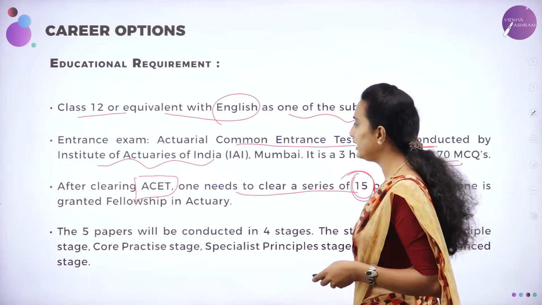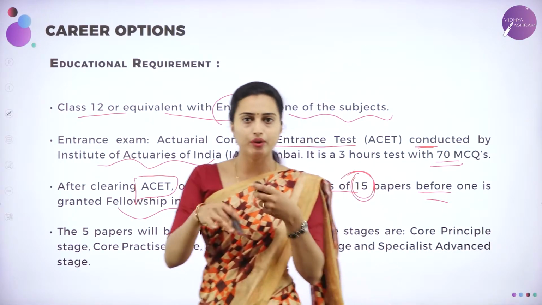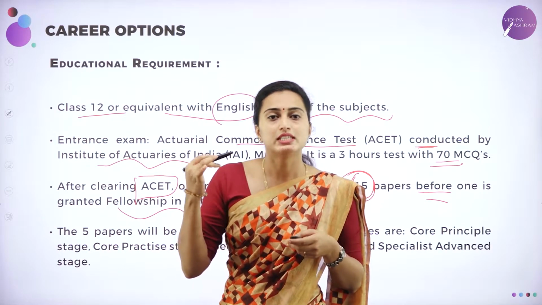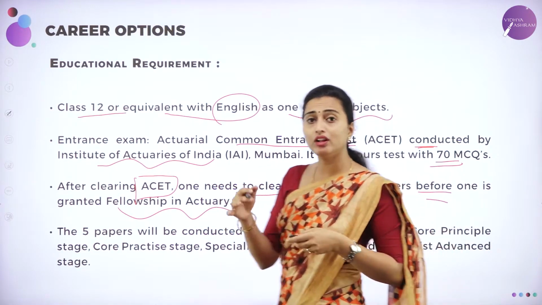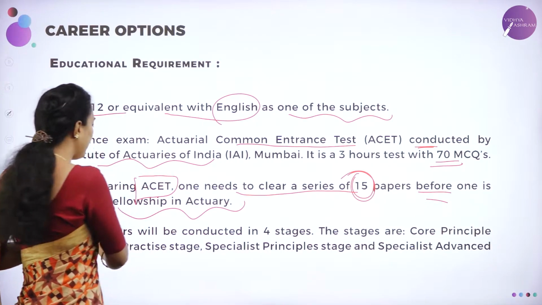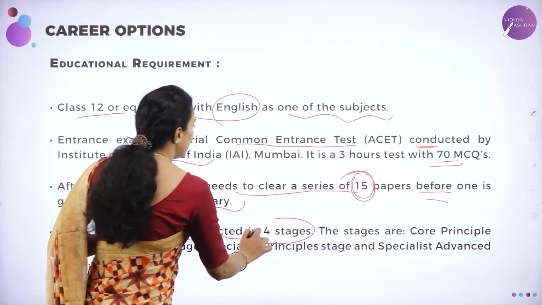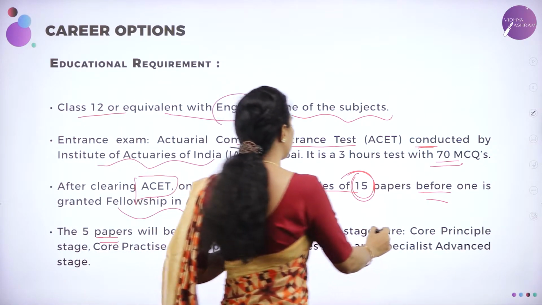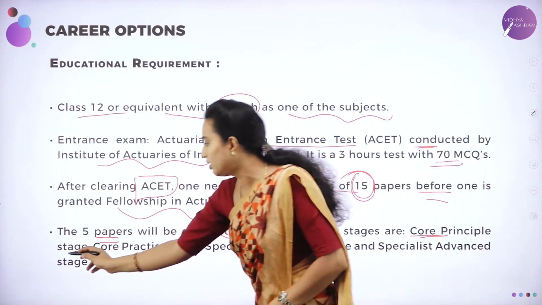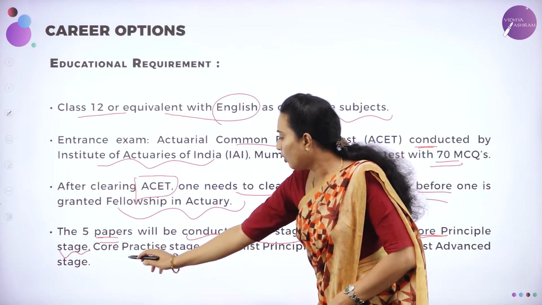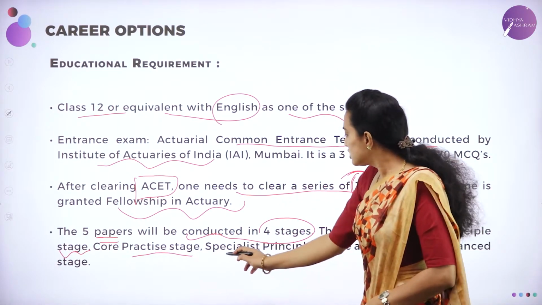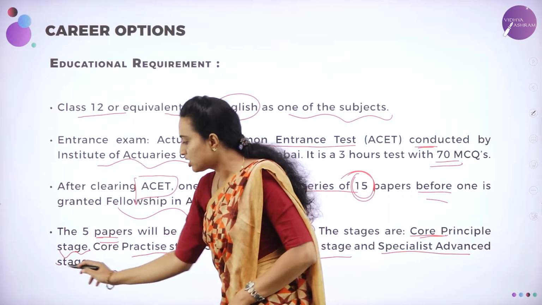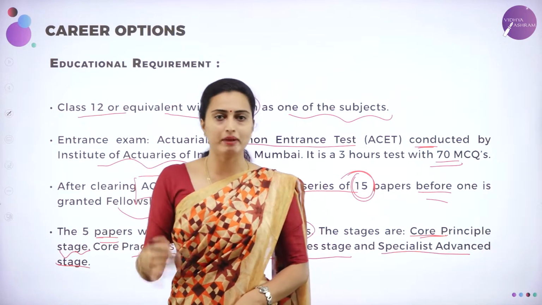Before one is granted the fellowship in the actuary, you need to do a 15 paper series examination. So what will those papers contain? The 15 papers will be conducted in 4 stages. What are those 4 stages? The first stage is the core principle stage, okay? Then the core practice stage, then the specialist principles stage, and then the specialist advanced stage. All these stages you need to clear to become an actuary, okay?